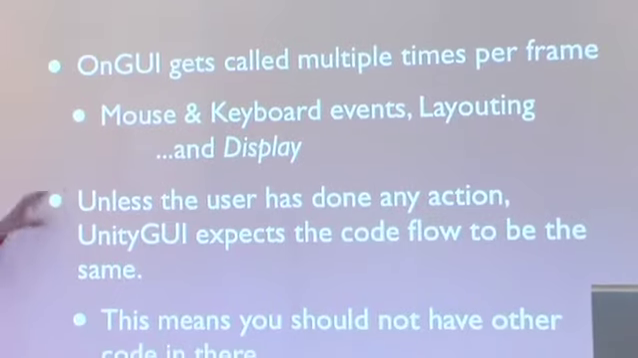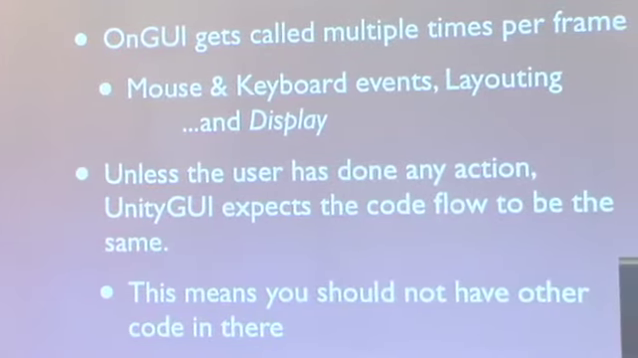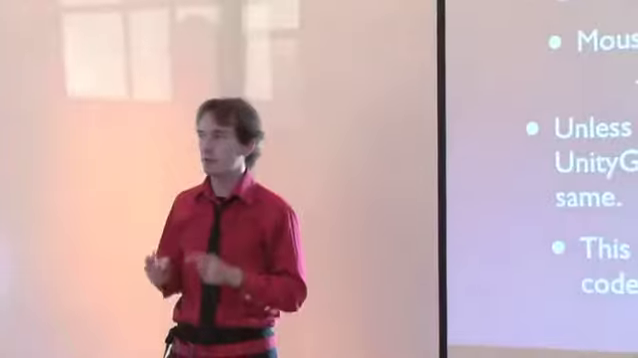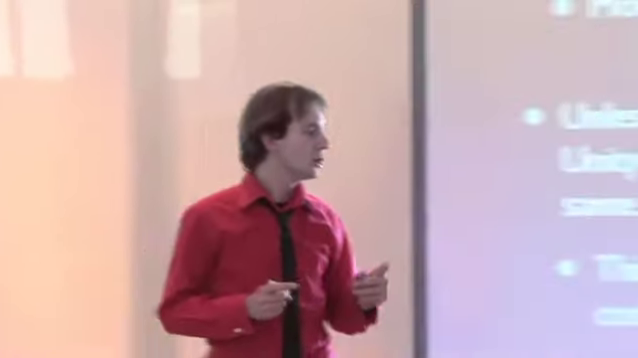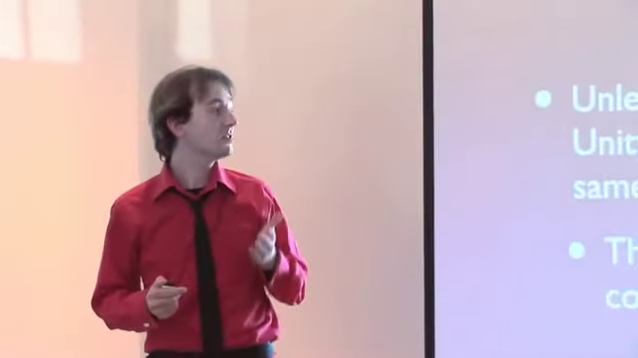Good. And here's the main thing. Unless the user has done any action in the GUI, which changes stuff, Unity GUI expects the same code flow through the function. So this means don't put non-GUI related code in there, because that code will get evaluated many times. And you'll just see weird side effects.